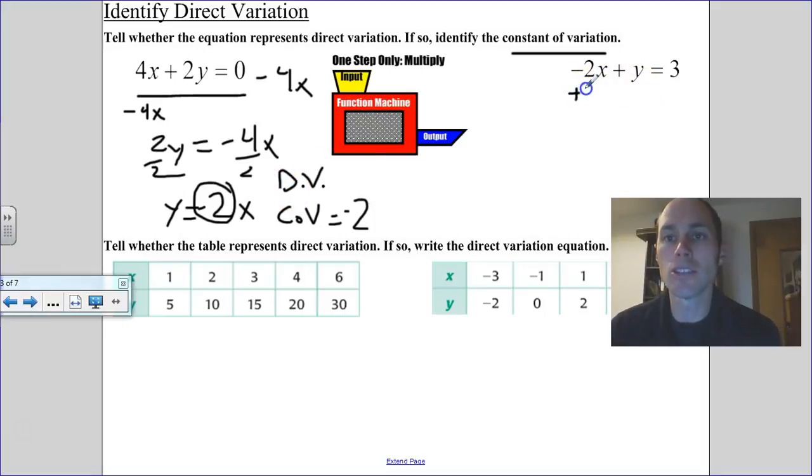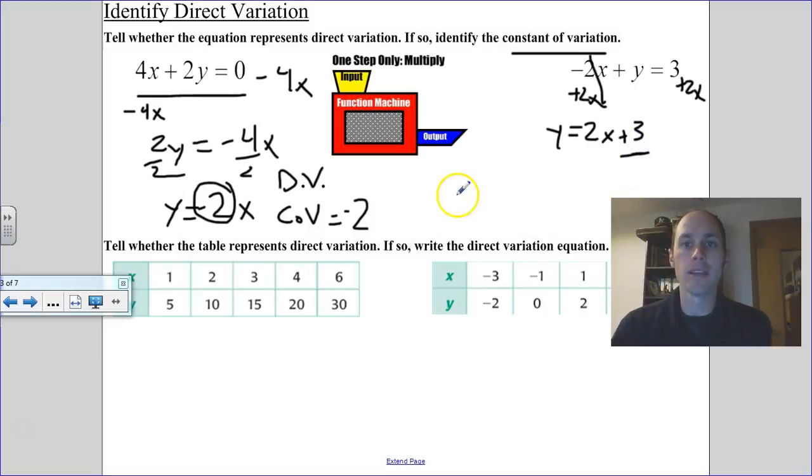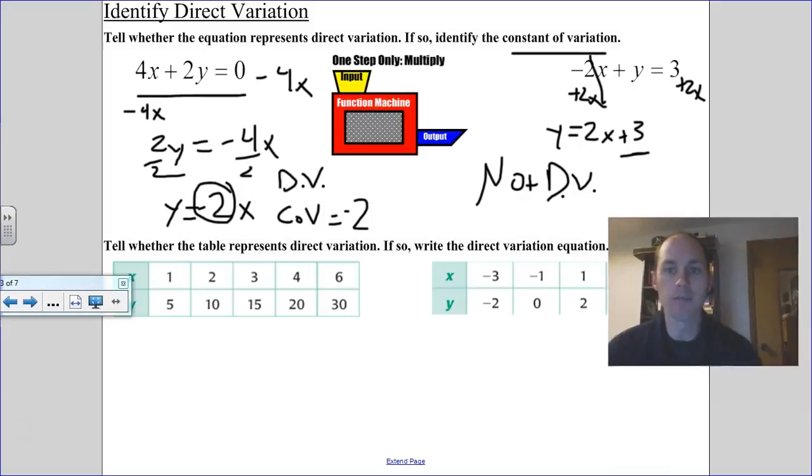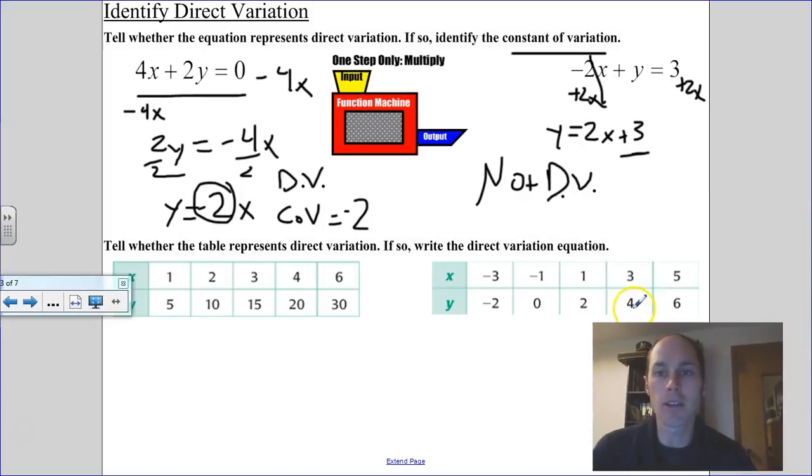Next example, we add 2x to both sides to get y by itself. And we end up with y equals 2x plus 3. And you notice x is multiplied by 2, but then we add 3. This one would not be direct variation because it doesn't vary directly. We also add in a value. Okay, so that's how we can tell by looking at the equation. Let's look at the table.